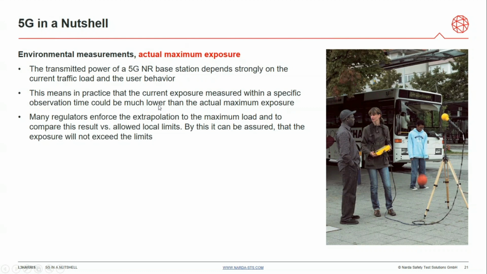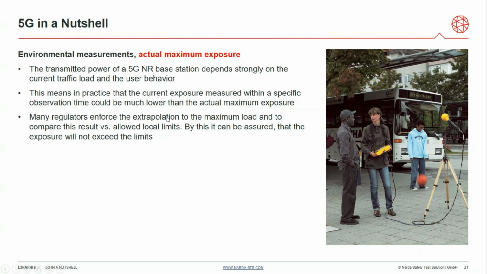So it means in practice that the current exposure measured within a specific observation time could be much lower than the actual maximum exposure. For that, many regulators enforce the extrapolation to maximum load as the measurement of choice, and to compare this result versus international or national or local limits.